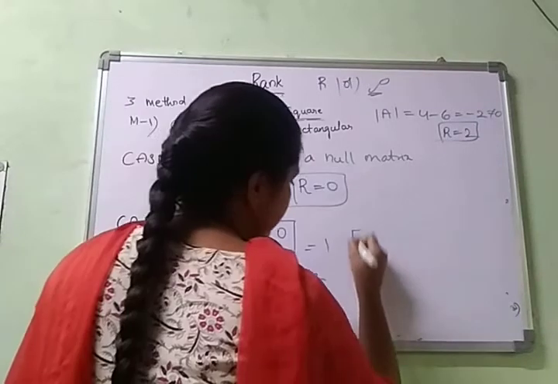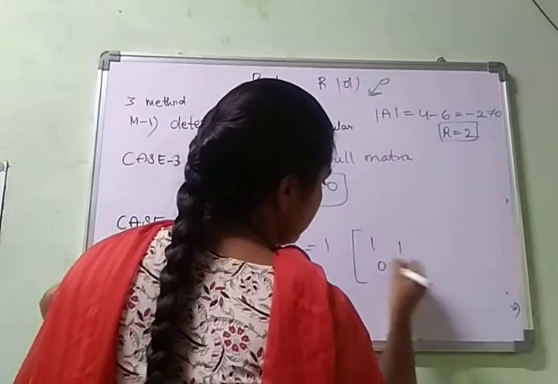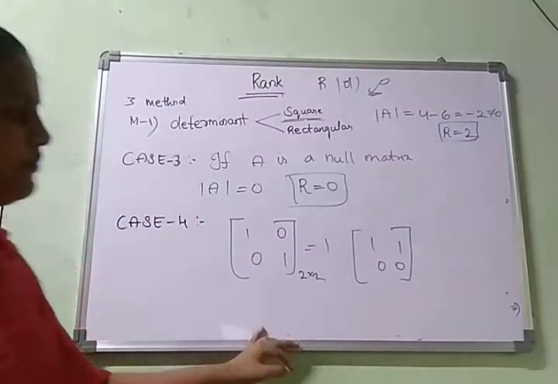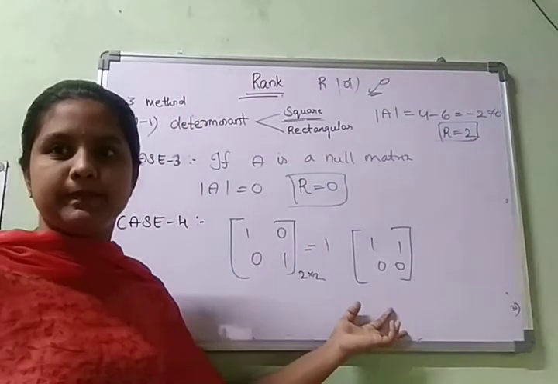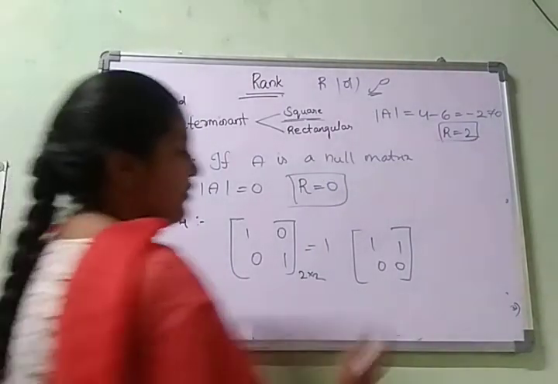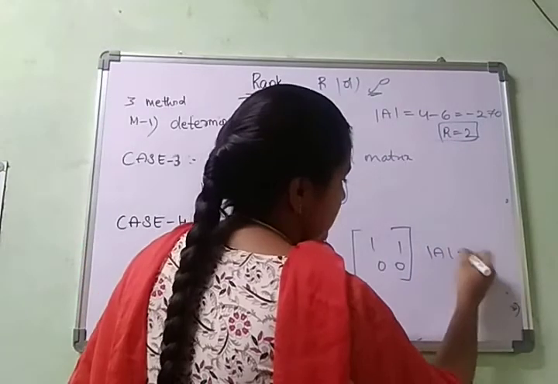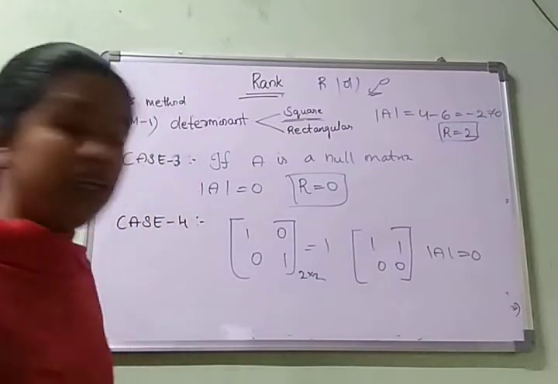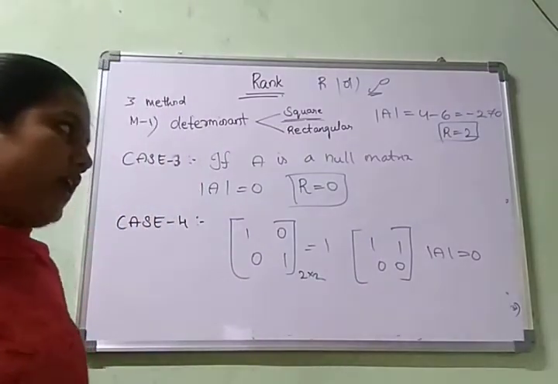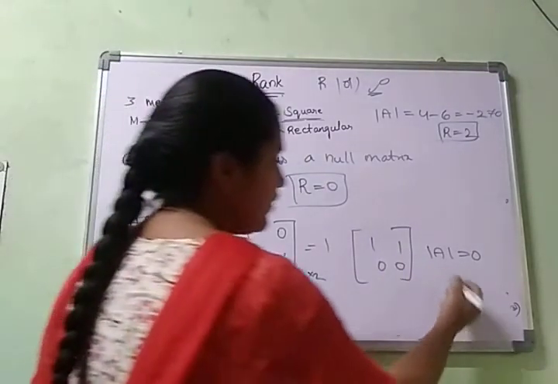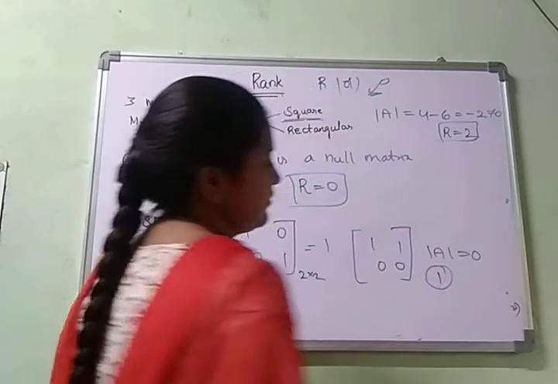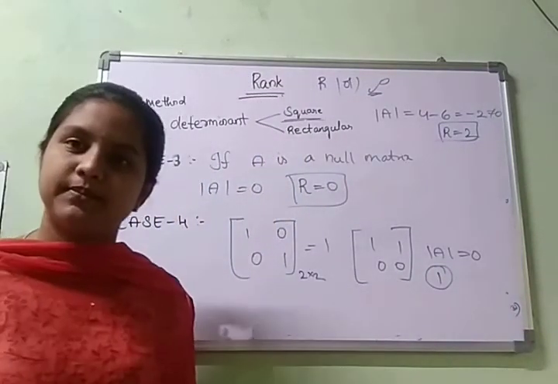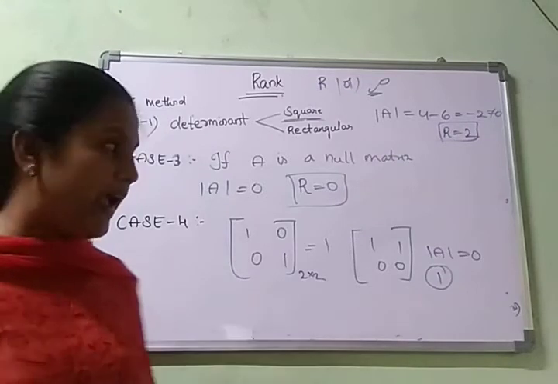Okay. Now 1 1 0 0. Here, what is the det? Here the det is 0. Okay, but what is the rank? We need the rank, right? Here the rank will be 1. Why? You may have a doubt, right?